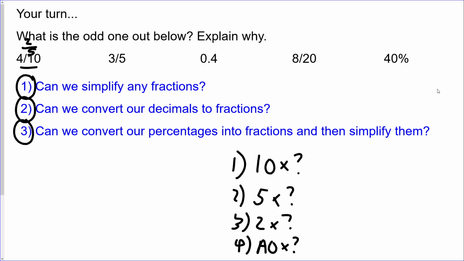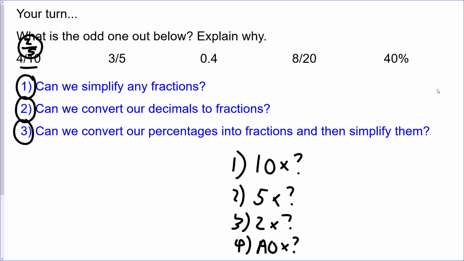Then I check again. Can I simplify them any more? Do they both go into the 10 times table? No. Do they both go into the 5 times table? No. Do they both go into the 2 times table? No. Do they go into any other times table? No. So I've simplified 4/10 to 2/5.